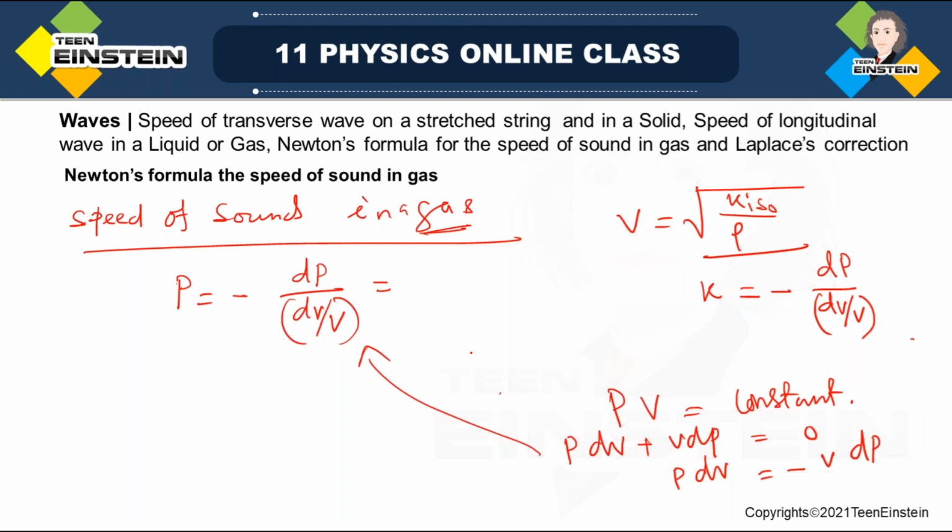So this is the ideal gas equation. From there we get the pressure: P is equal to minus dP by dV by V, which is K iso. So K iso is actually given by the pressure. So we can write the speed of sound in a gas to be equal to square root of K iso, which we have got as P, pressure, divided by rho. Rho is the density of the gas.